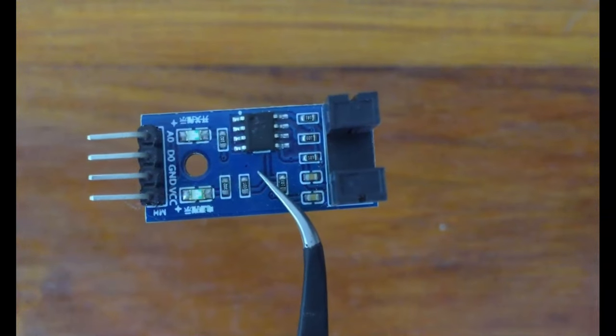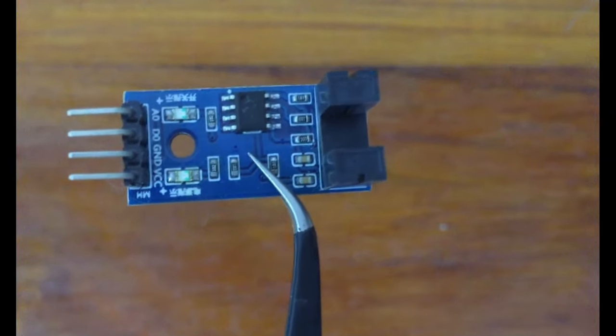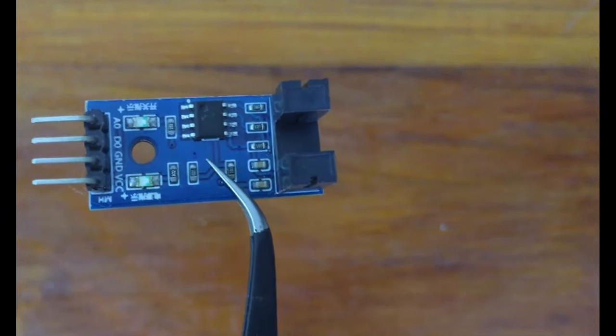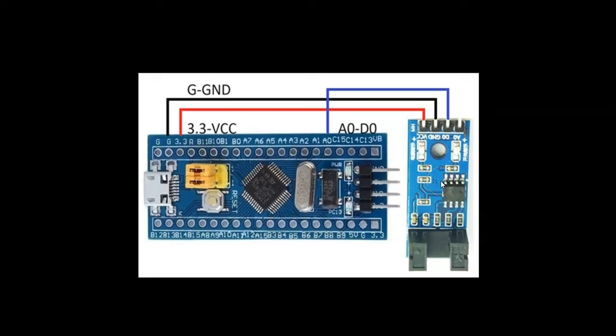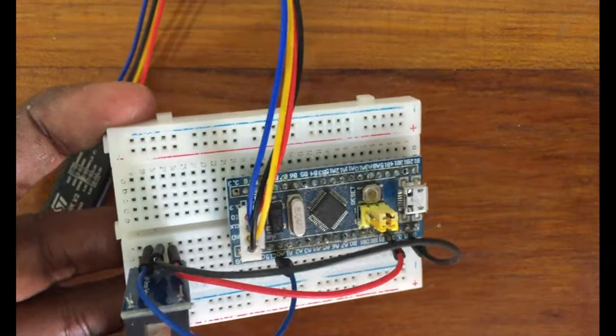The module is here. It has 4 pins. We use only 3 pins: Ground, VCC and D0. The wiring diagram is here. We use only these 3 pins. Pin A0, we don't use it. The wiring connection is here. The other side is like this.